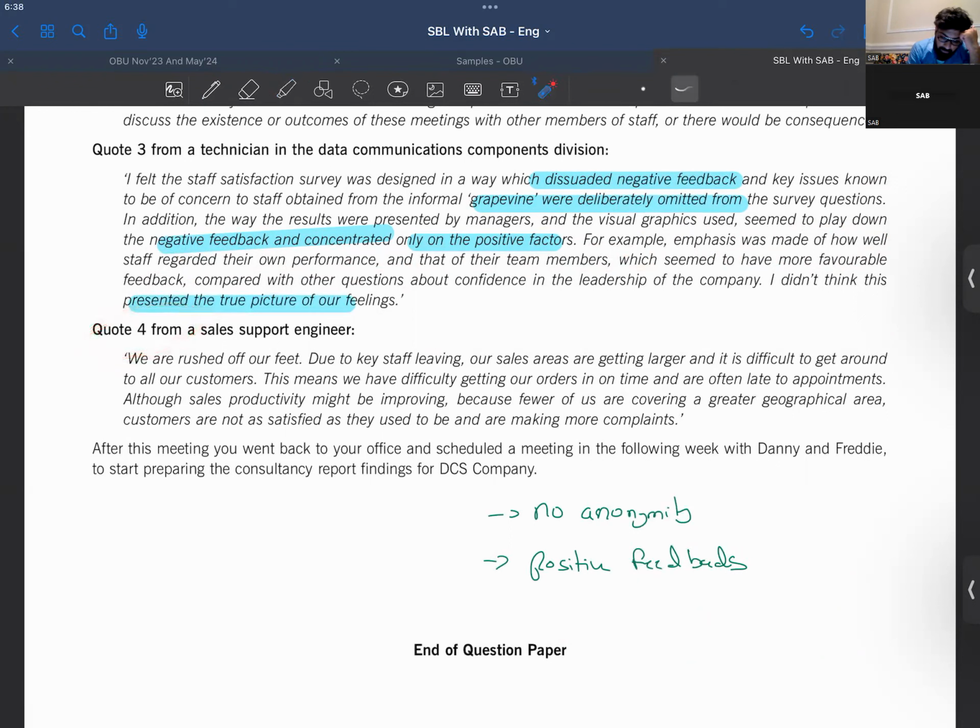Code 4, we are rushed off our feet due to staff leaving. Our sales are getting larger. It's difficult to get around to our customers. This means we have difficulty getting our orders on time and are often late in appointments. Although sales productivity might be improving because fewer of us are covering a greater geographical area, customers are not as satisfied as they used to be and are making more complaints.